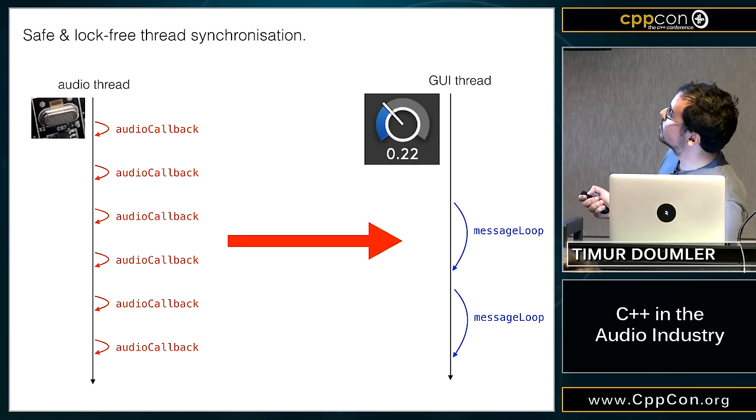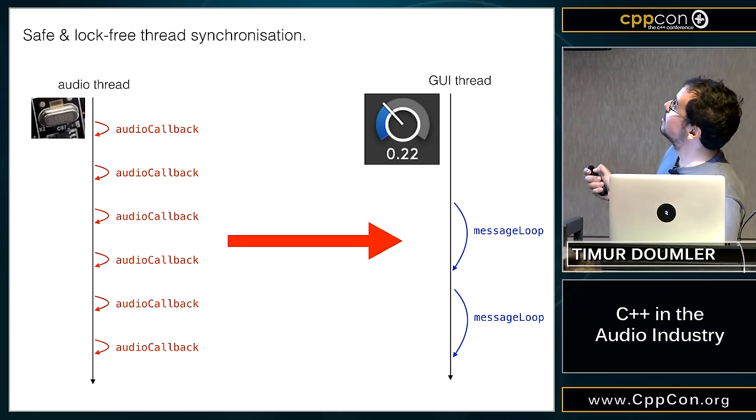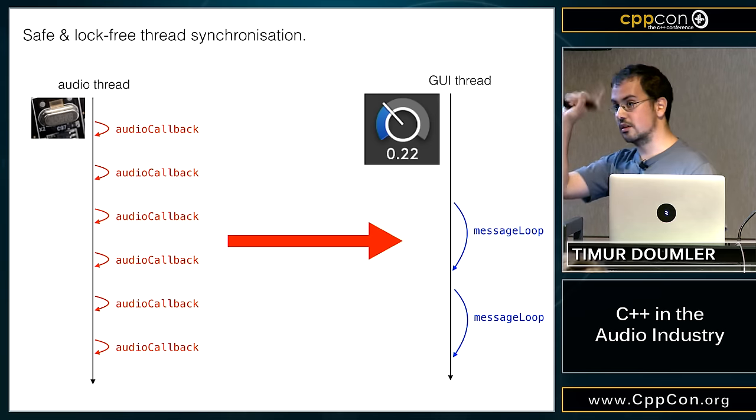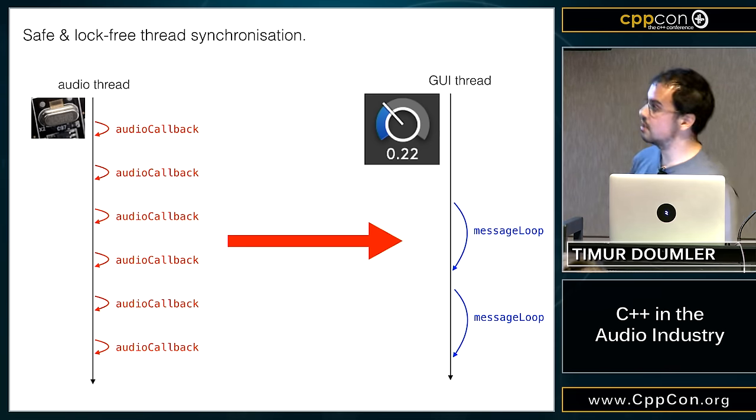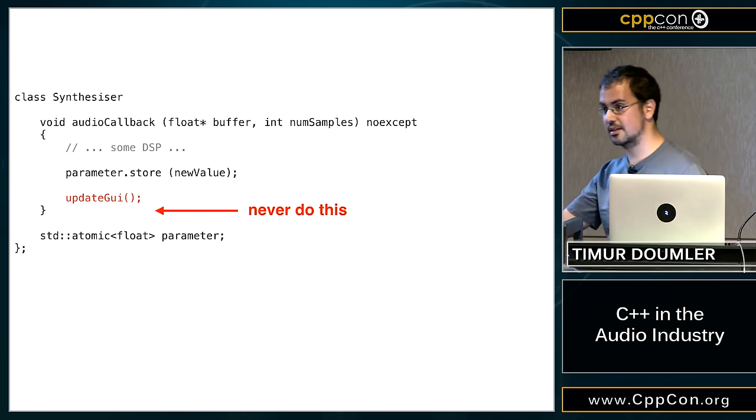If you have the other way around, maybe your audio callback generates some numbers, and when a specific number changes, then maybe you want some element of your graphical user interface to wiggle. That's the other way around. So if you have an audio callback and here you have an atomic float and you change its value, what you don't want to do is call your GUI code from here, because this will do some graphical rendering. This is definitely not real-time safe.